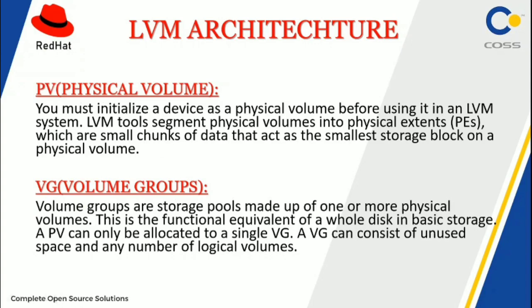First step is you initialize the existing physical device or the partition as an LVM. Then LVM tools segment physical volumes into physical extents, which are small chunks of data that act as the smallest storage block on a physical volume. So LVM tools segment the physical volume. This physical volume will be divided into small chunks, and the data will be stored on these small chunks.